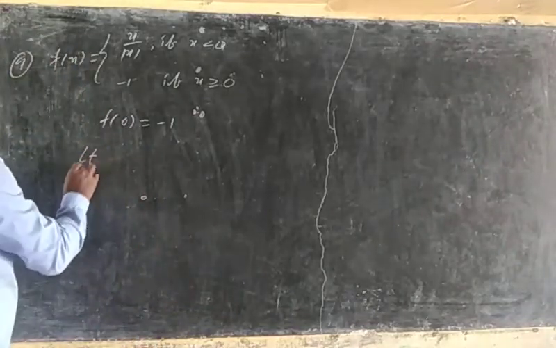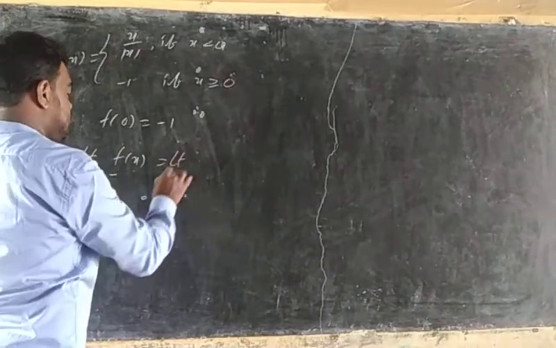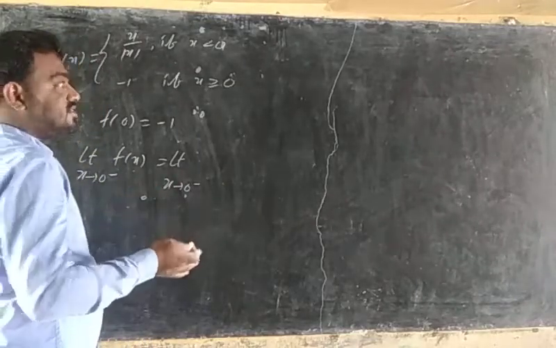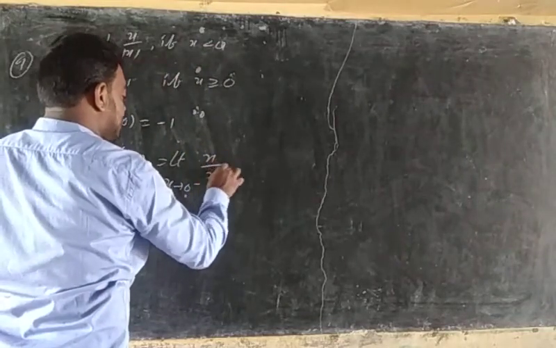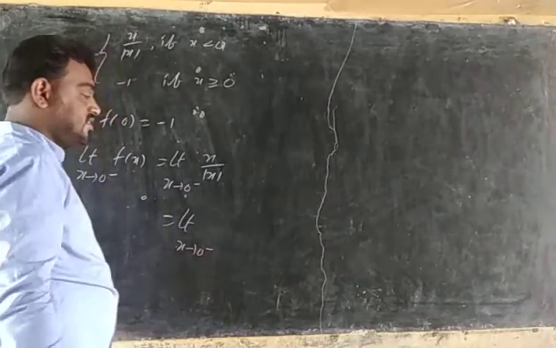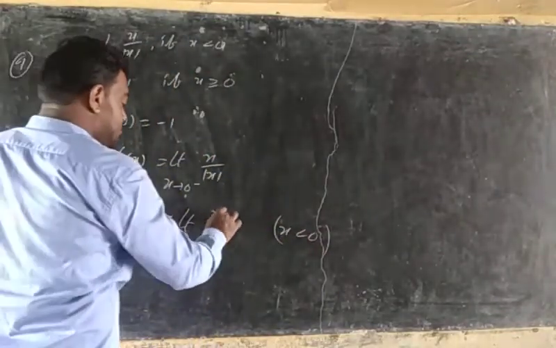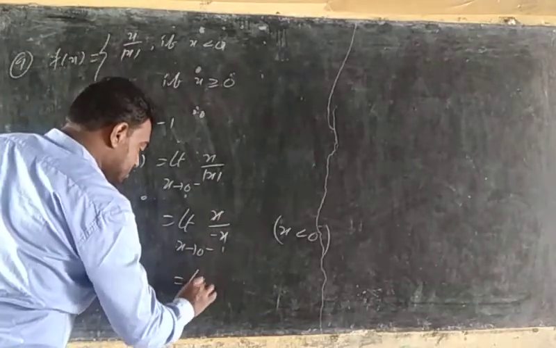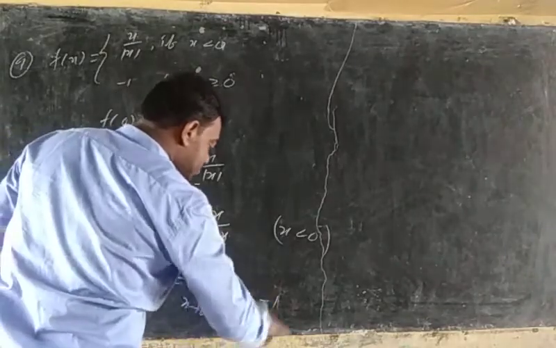Next, the limit as x tends to 0 minus, the left hand limit, we are finding now. Limit of f(x) as x tends to 0 minus, which means x is less than 0. Here f(x) is defined as x/|x|. Since x is less than 0, x/|x| equals what? x/(-x), x gets cancelled. So the limit is 1/(-1), which is -1.